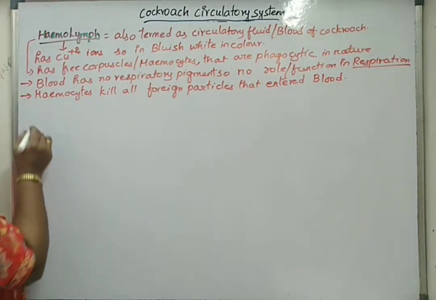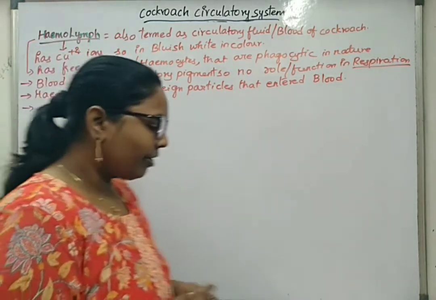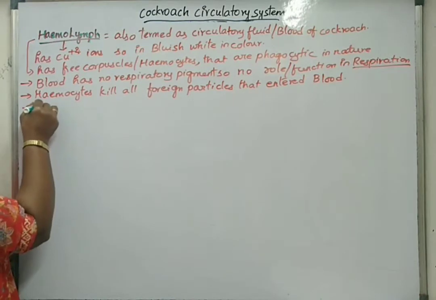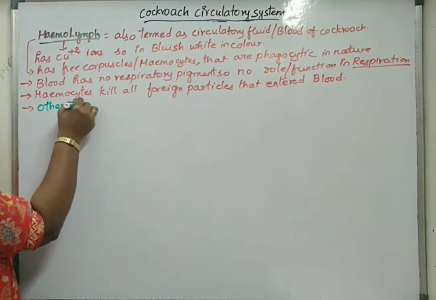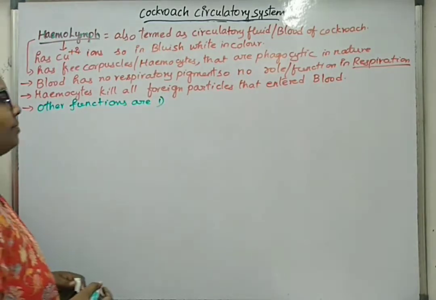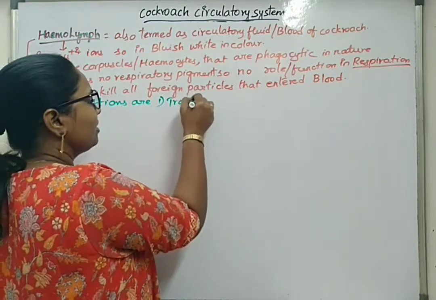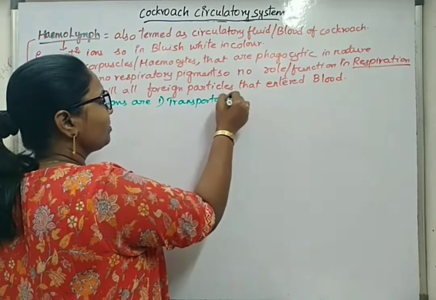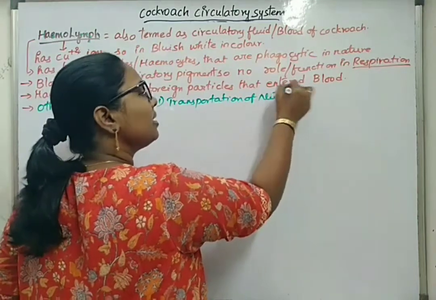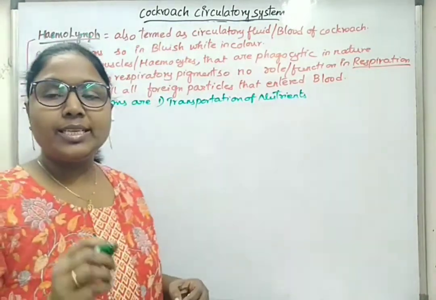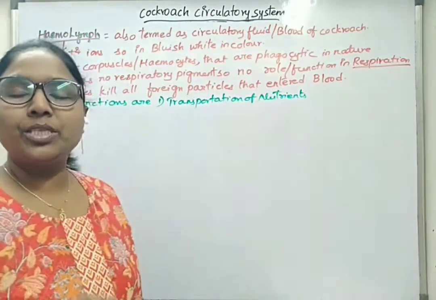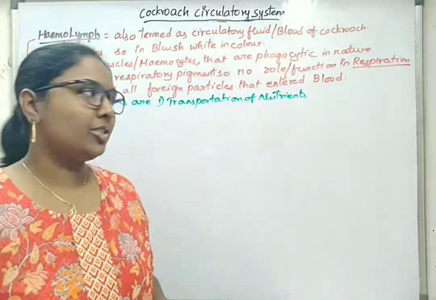There are some other functions of this hemolymph. First one, transportation of nutrients to the body, nutrients that are absorbed from the posterior part of the ventriculus or midgut of the alimentary canal, because we know that the posterior part of midgut is absorptive in nature.